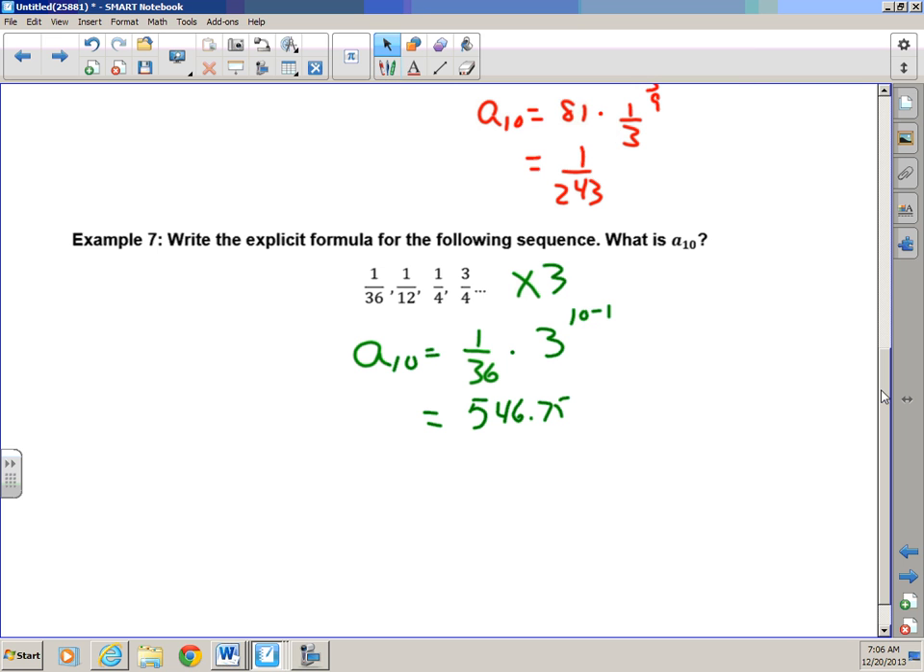546.75. Okay, so what we covered today was the concept of the geometric sequence. It's part of this unit because as you saw, a geometric sequence is represented in exponential form.